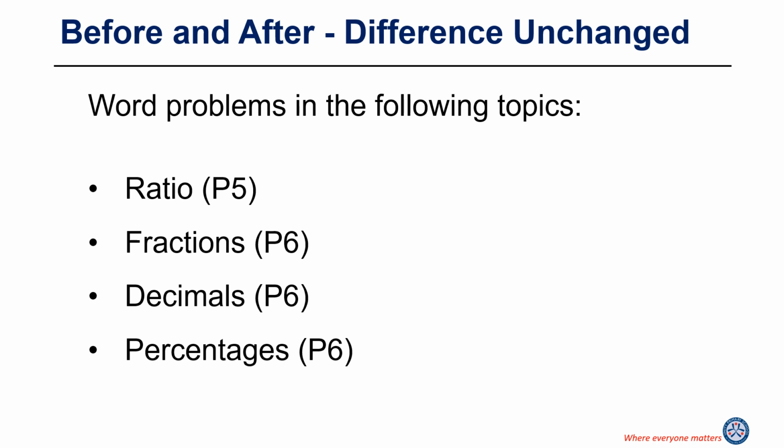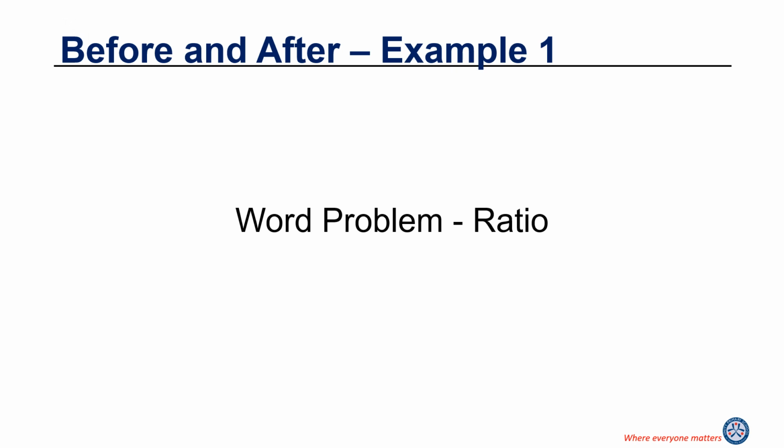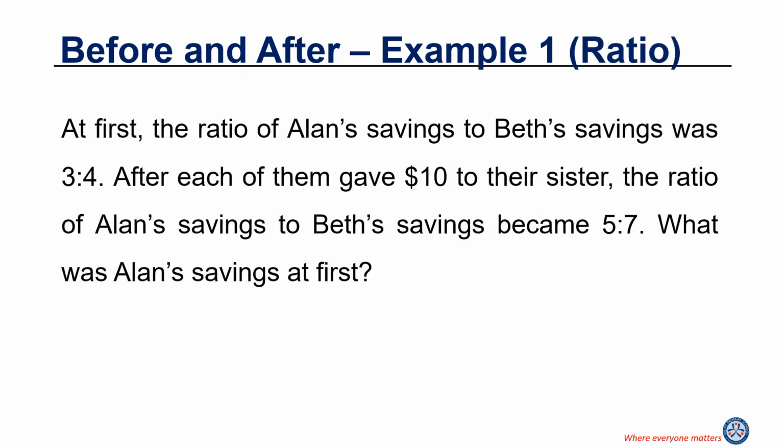We will be covering word problems in the following topics: ratio, fractions, decimals, and percentages. Let's take a look at the first example involving ratio. Let us read the question. At first, the ratio of Alan's savings to Beth's savings was 3 to 4. After each of them gave $10 to their sister, the ratio of Alan's savings to Beth's savings became 5 to 7. What was Alan's savings at first?